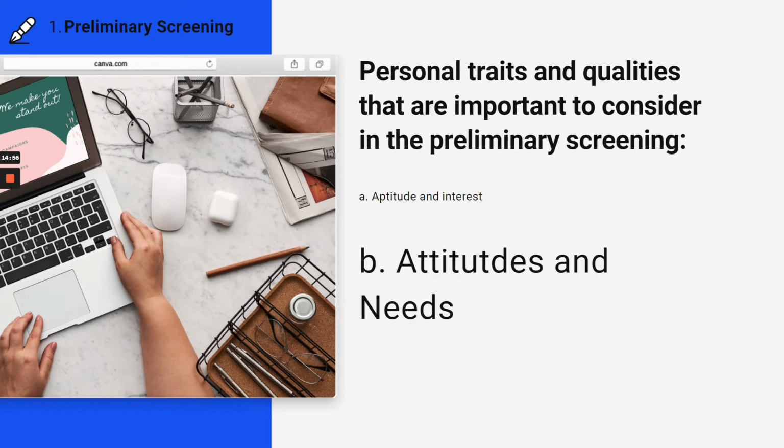The next is the attitudes and needs. Attitudes and needs indicate an applicant's frame of mind. So unsa may iyang frame sa iyang hunahuna. Emotional and mental maturity. So makita nimo iyang maturity. Sense of responsibility and authority, and future motivation.